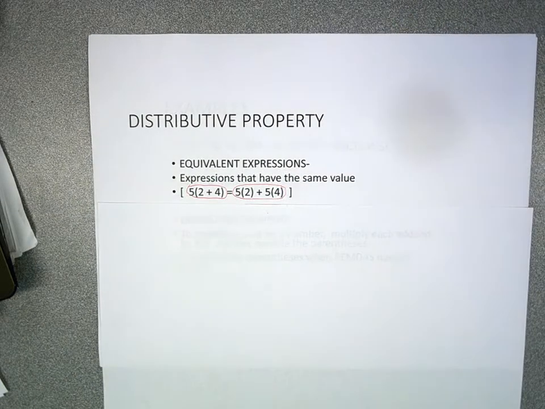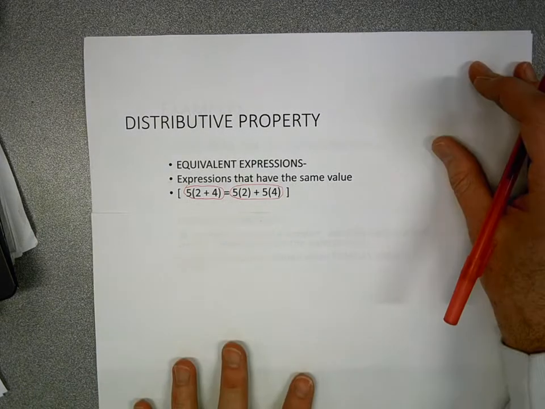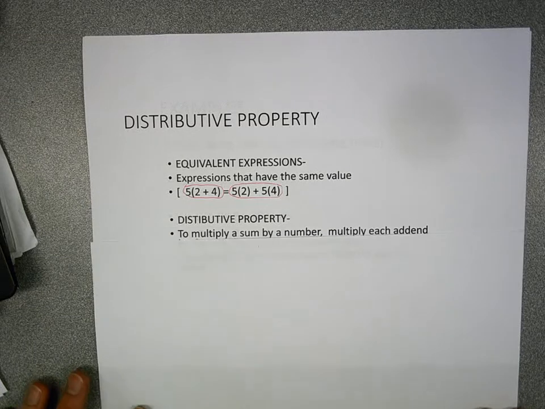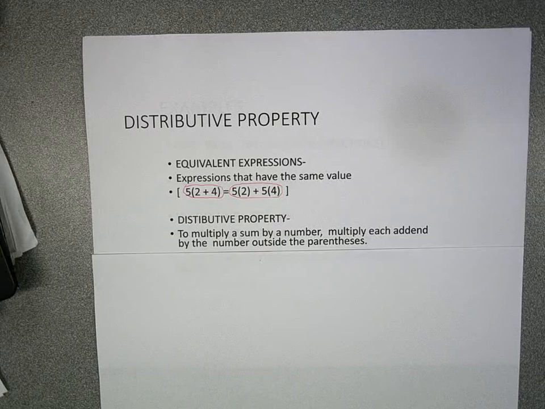Some of these may or may not make sense to you, but by the time we're done with this lesson, you'll see. Here's the next one. Distributive property. Everyone? Distributive property. First of all, here is the definition that the book gives you. It says to multiply a sum by a number, you multiply each addend by the number outside the parentheses.